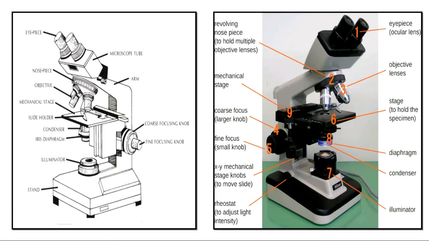This PowerPoint presentation also will be given to you. In exam, we will just mark. Suppose we mark 6 and we will ask, what is its use? You should tell it is a stage to hold the specimen. That's it. Or we mark number 7 for one mark and we'll ask what it is and why it is used. You'll tell it is illuminator, it acts as a source of light. That's it. So from the illuminator source of light, the light passes through the diaphragm and condenser, and then it will pass through the specimen and through the objective lenses and through the ocular lens or eyepiece we will see.